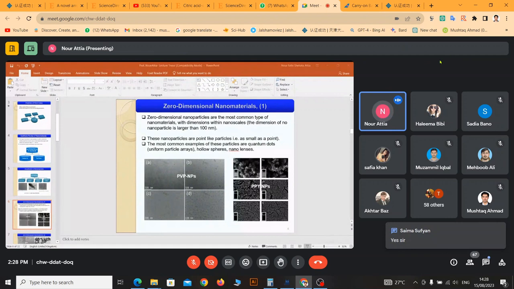Zero dimension nanomaterials are called nanoparticles, the most common type of nanomaterial with dimensions within nanoscale. The dimension of a nanoparticle should be not more than 100 nanometers. But this is the old definition. If you have nanoparticles of 150, 160, 200 nanometers, it is still a nanoscale material, based on the application. Most applications like the material to be smaller than 50 or smaller than 100, but it depends on the application. In some applications even spherical nanoparticles do not work well, and you need a specific dimension or specific shapes.